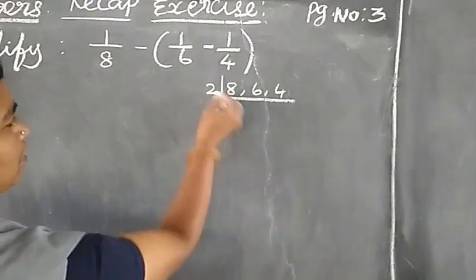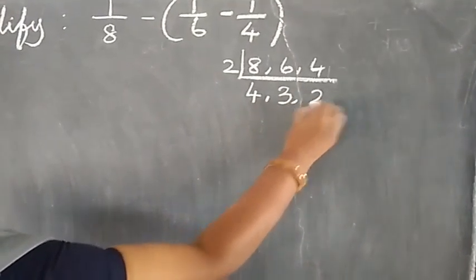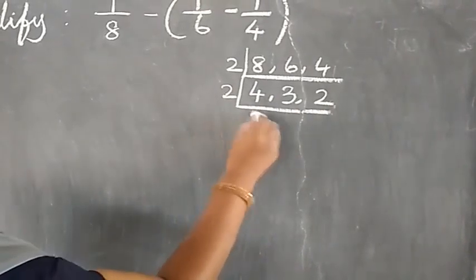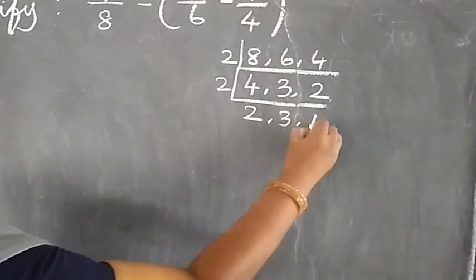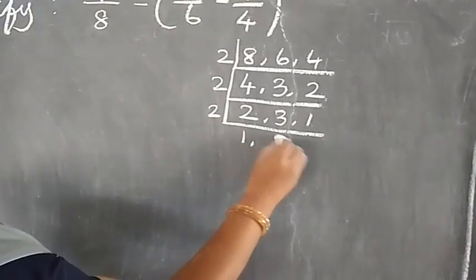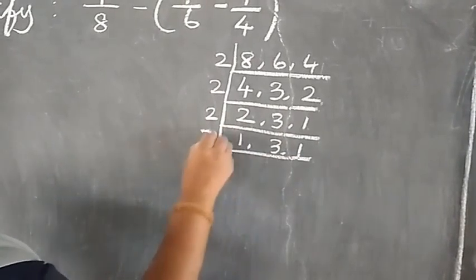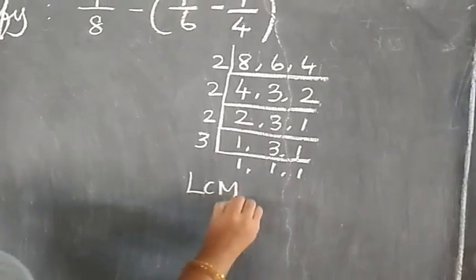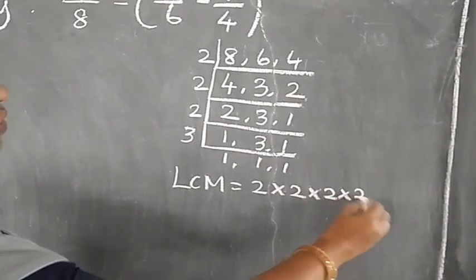Shall we divide by 2? 4 2s are 8. 3 2s are 6. 2 2s are 4. Once again we divide by 2. 2 2s are 4. 3 we can't divide, so you write 3. 1 2 is 2. Once again 2. 1 2 is 2. 3 we can't divide, 1. Again we put 3. 1 1 3 is 3, 1. So the LCM is equal to 2 into 2 into 2 into 3.